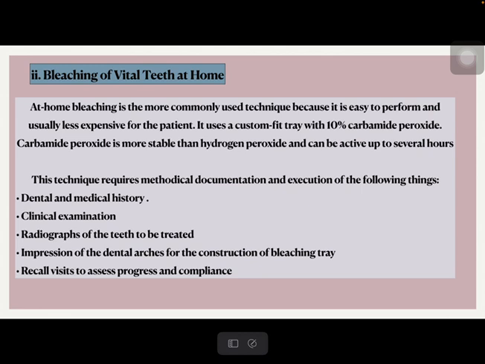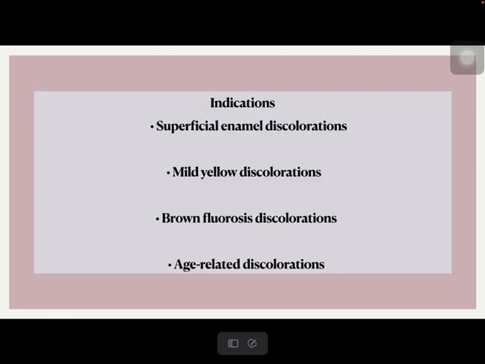At home, vital bleaching is the more commonly used technique because it is easy to perform and usually less expensive for the patient. In this procedure, we use a custom fit tray with 10% carbamide peroxide. Carbamide peroxide is usually more stable than hydrogen peroxide. Let's see about indications of vital tooth bleaching at home.